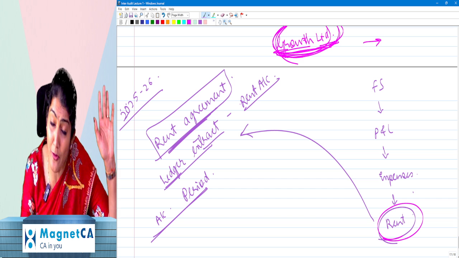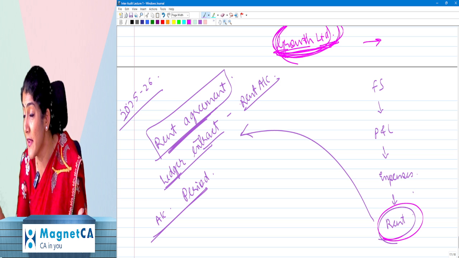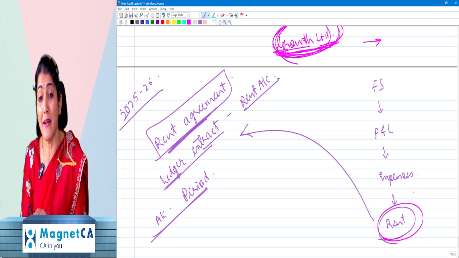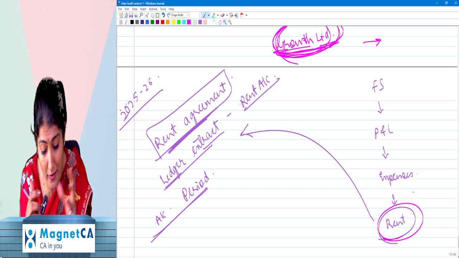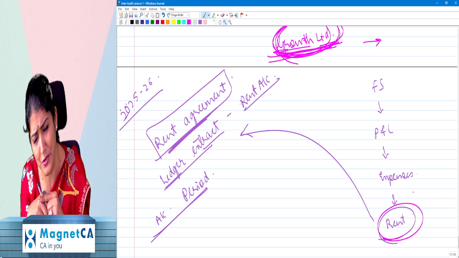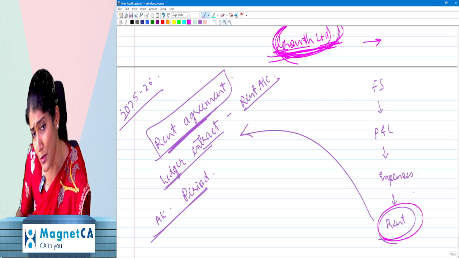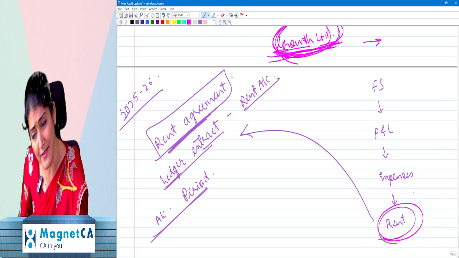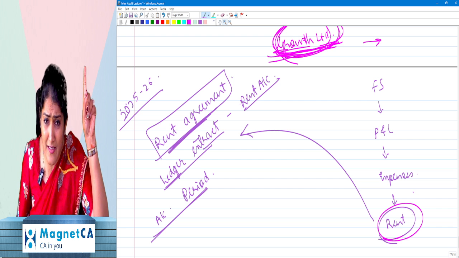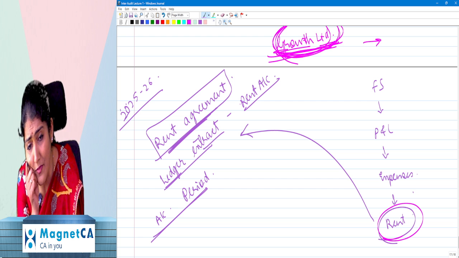Or say one of the directors of Growth Limited is living in a bungalow, and he is paying 2 lakh rupees rent every month, and that is recorded in the books of account of Growth Limited. Which rent expenditure should be recorded? The rent of the office premises of Growth Limited, or the rent of that bungalow where the director is staying?